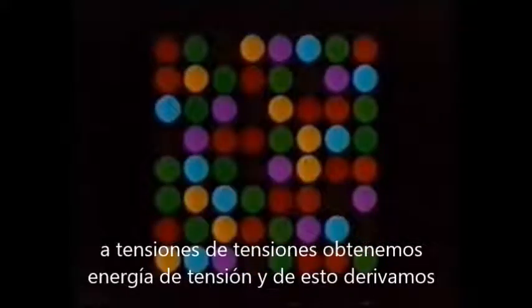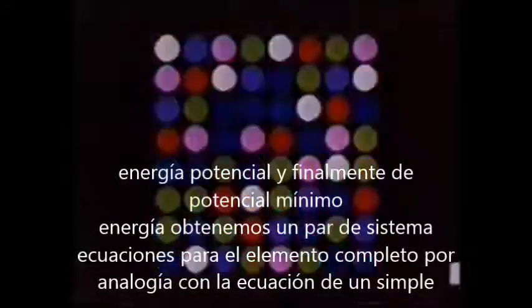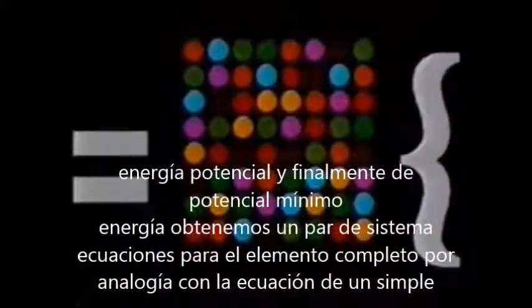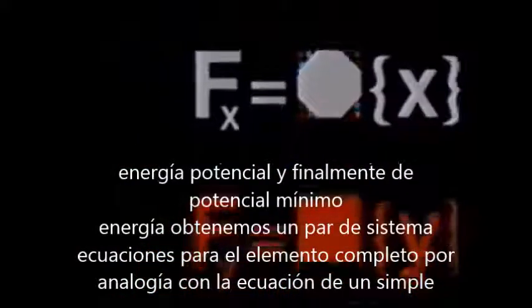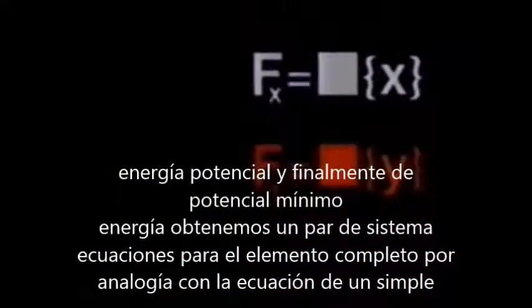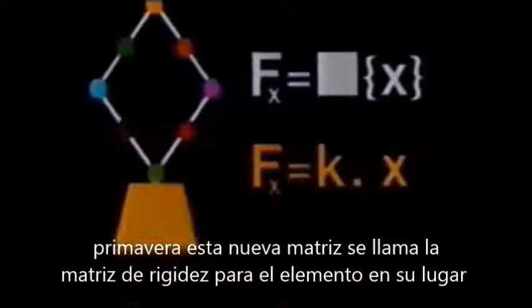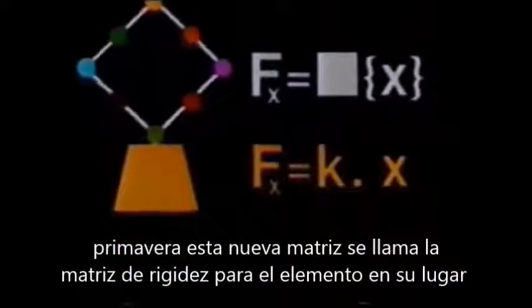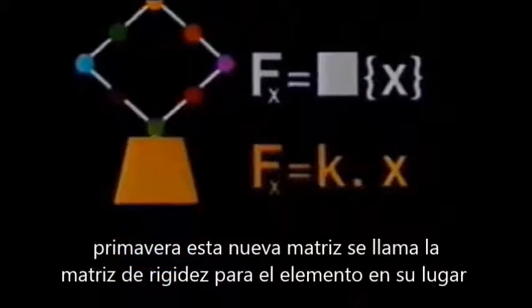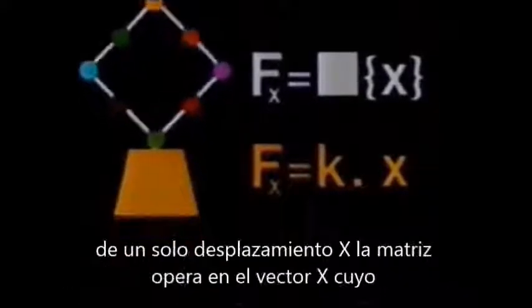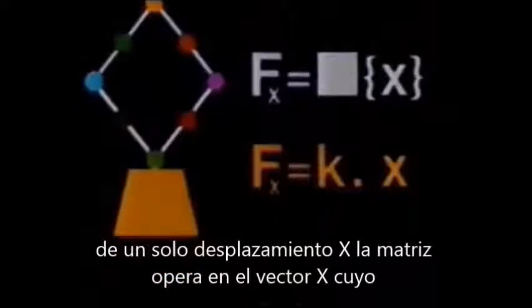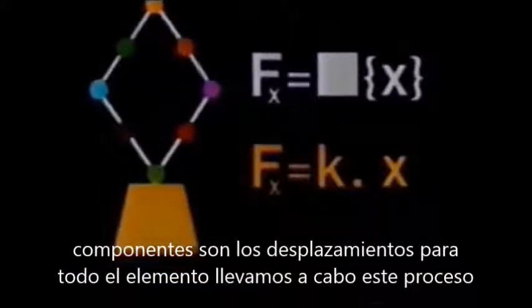Step 1 relates displacements to stresses. From stresses we obtain strain energy, and from this we derive potential energy, and finally from minimum potential energy we obtain a pair of system equations for the complete element. By analogy with the equation of a simple spring, this new matrix is called the stiffness matrix for the element. Instead of a single displacement x, the matrix operates on the vector x, whose components are the displacements for the whole element.